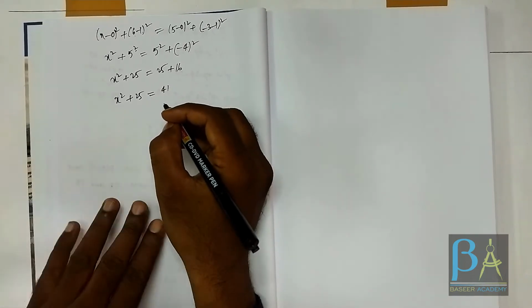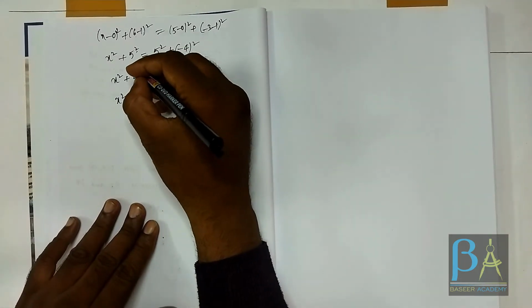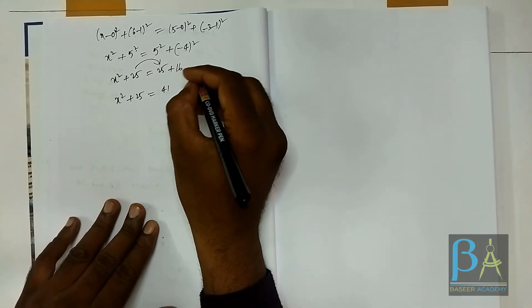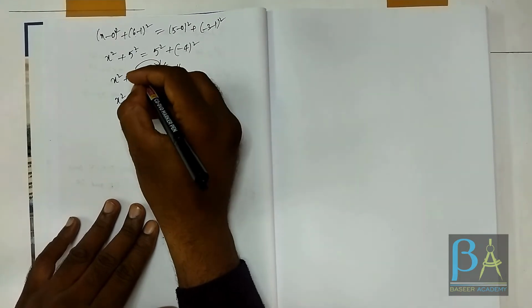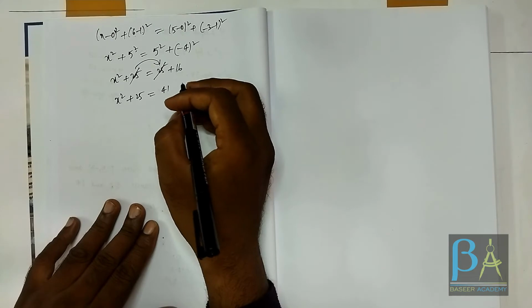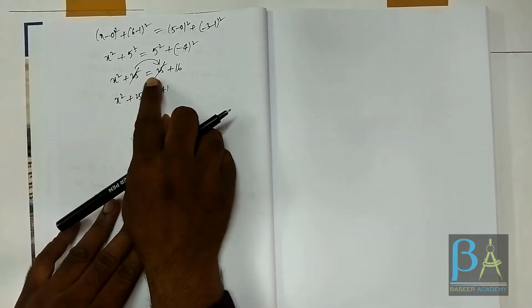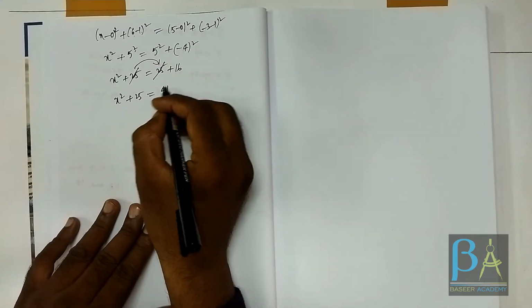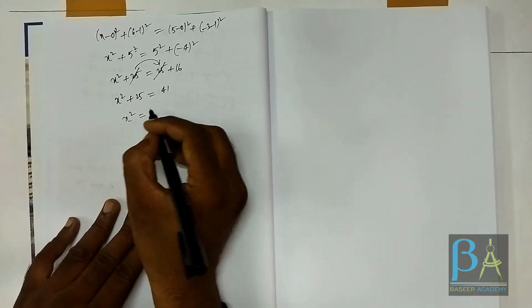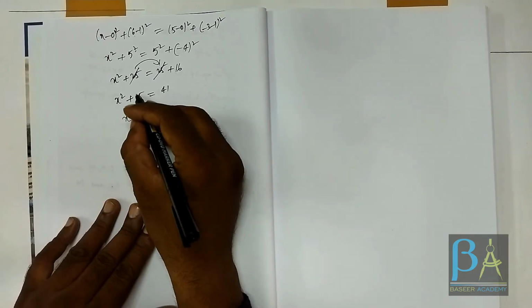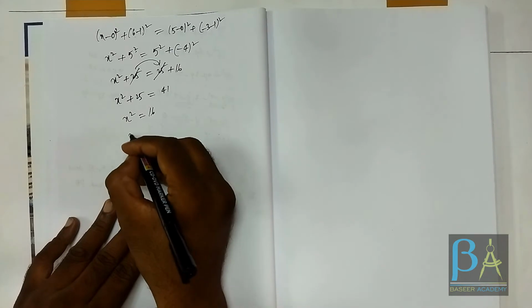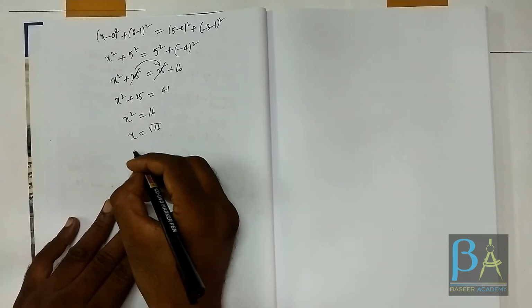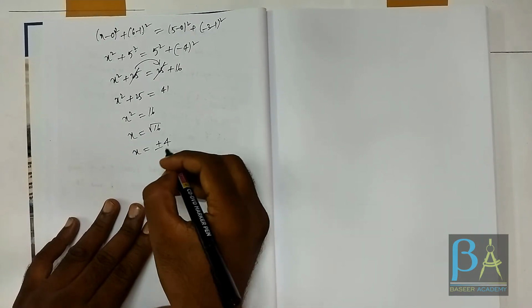Or else you could have done it like this also. Plus 25, if you transpose it to the right hand side, becomes minus 25, and then eventually this plus 25 and this minus 25 cancel out, and you will be left with only x square is equal to 16. You can do it that way as well. Or else, 41 minus 25 gives you 16. x is going to be the square root of 16, which is plus 4 and minus 4.